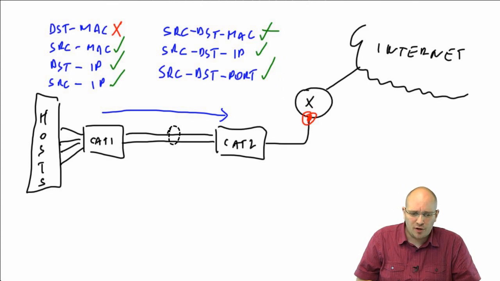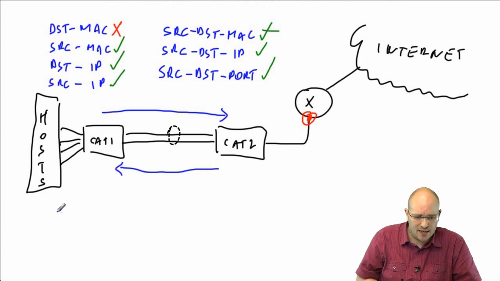But what about traffic flowing in the opposite direction? From the internet going to our hosts. Let's repeat the exercise. I'm going to put here destination MAC. I'm going to put source MAC.